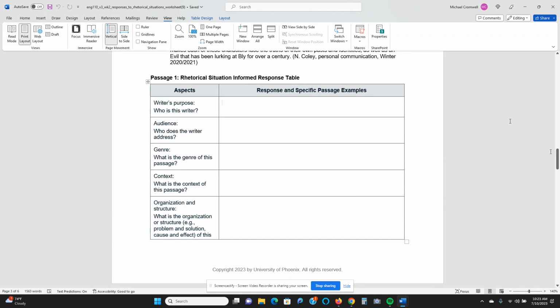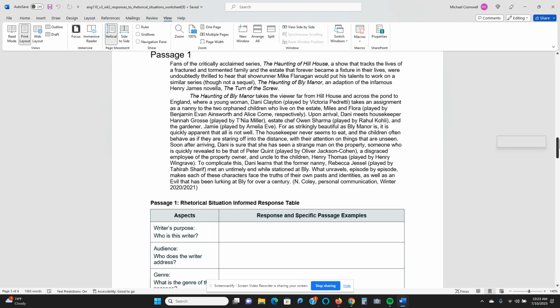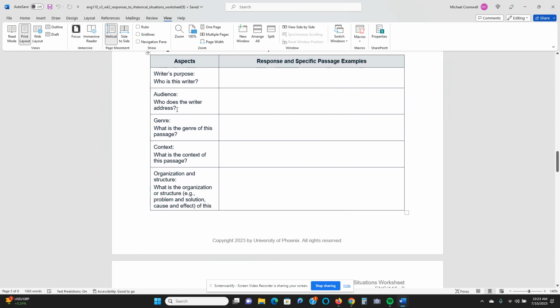Who's the audience? We're looking at passage 1. Who's the audience for this passage? Who do you think it is? Who does the writer address? Number 3, what's the genre? What is the genre of this passage? Is it an email? Is it a letter? Is it some sort of internet post? You have to figure that out, okay?